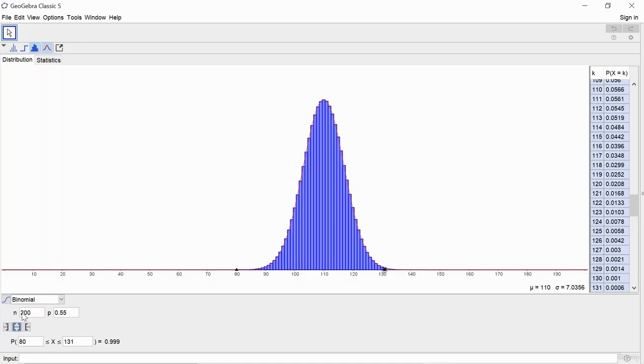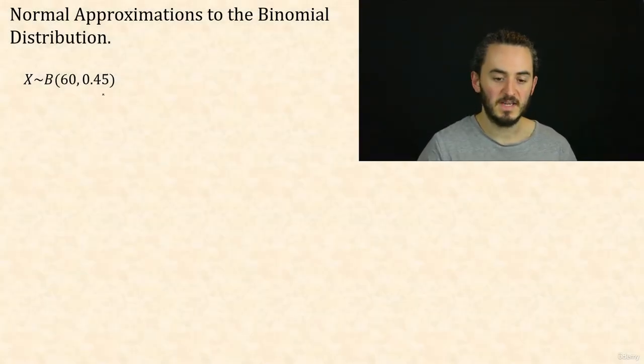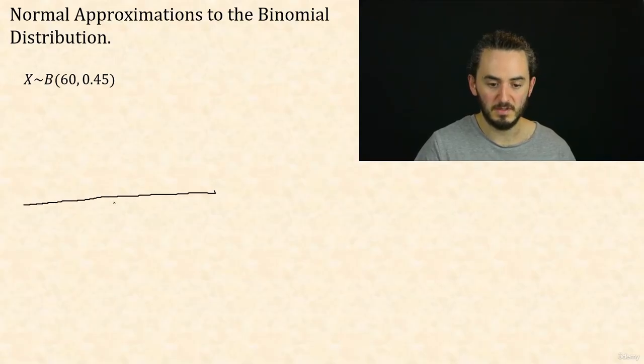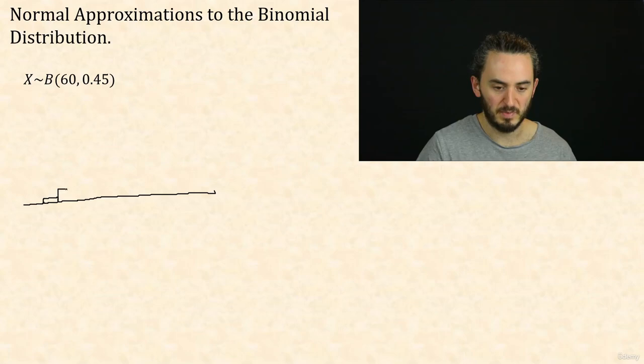Okay, let's have a look at how we actually do this in practice. Suppose I had this distribution here. It's a binomial distribution with 60 trials and the probability is 0.45. So what is this going to look like? If I plotted a bar chart or histogram for it, it's going to look like lots of bars like this. I'm not going to draw all 60 of them, but this is what it's going to look like.